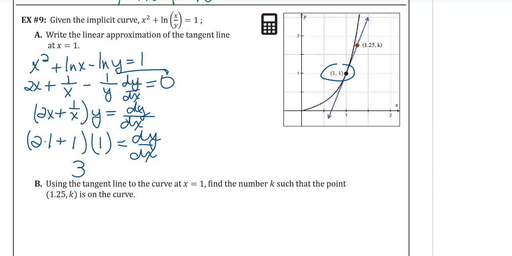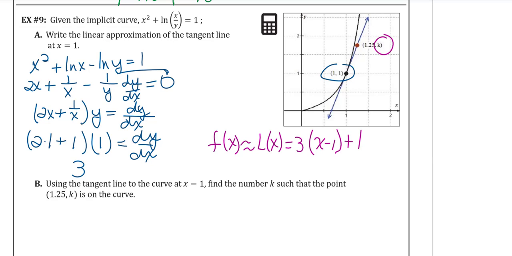So now we can find our linear approximation. So f of x is going to be approximately equal to our L of x, which is going to be our slope, 3, times x minus 1, plus 1. So there's part A. Then part B says, using the tangent line to the curve, which is on there, what we want to find is this number k here. What is that k? So that (1.25, k) is on the curve.